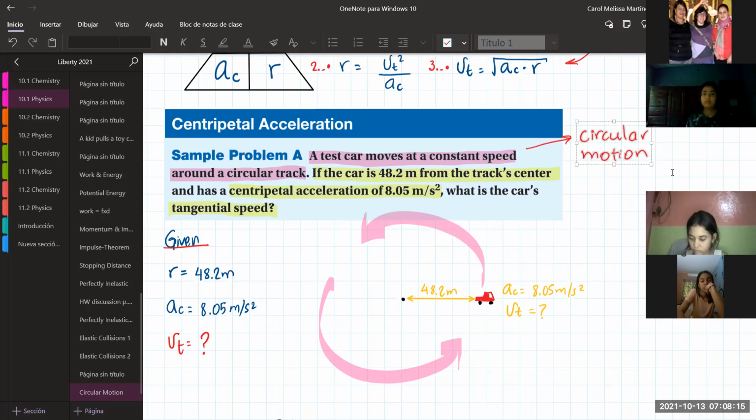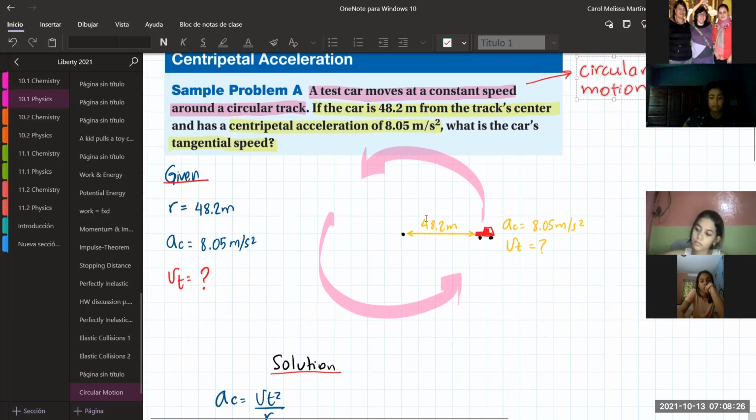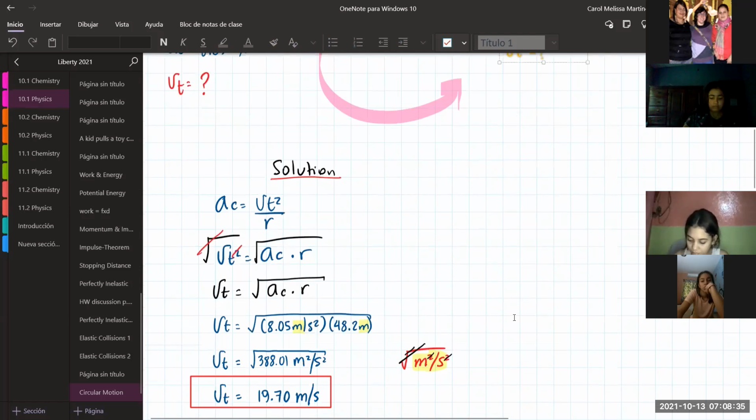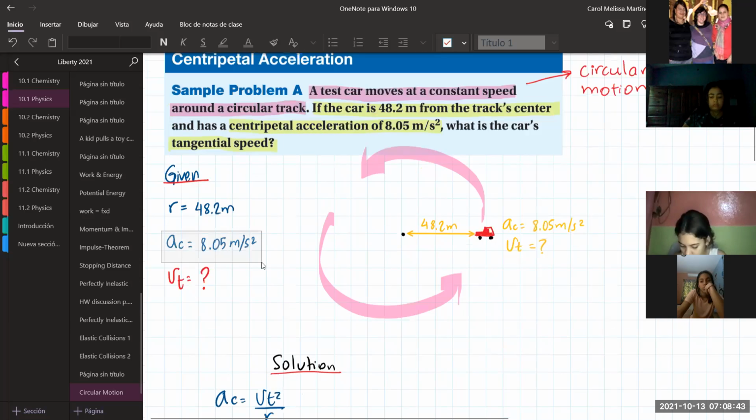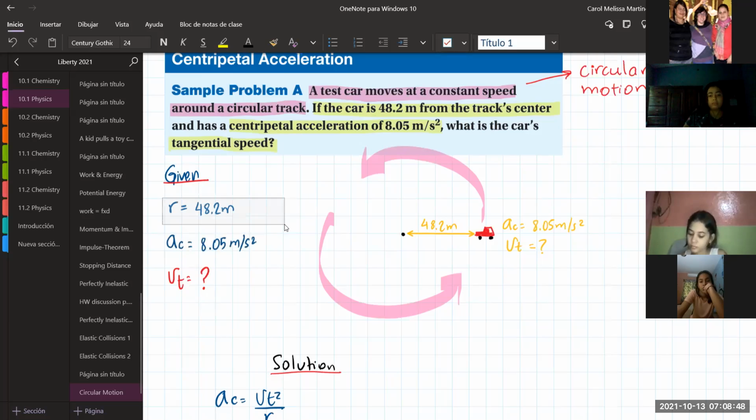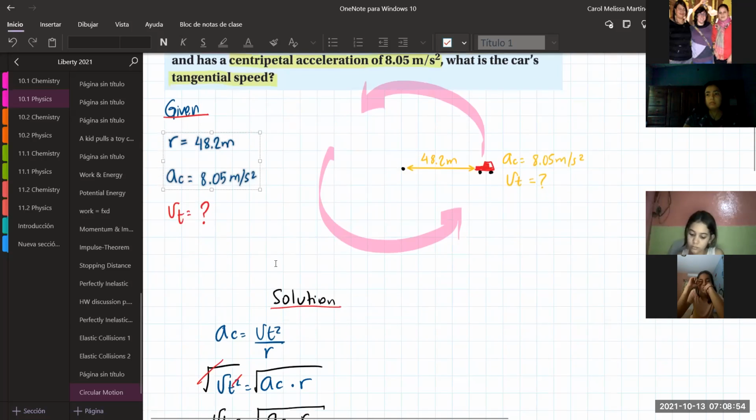So I can just write the givens, and also I can do the sketch. I have the car, I have the center of the path, and I know that it's moving around a circle, so I put these arrows to indicate circular motion, indicate the data, and then I just look for what the problem is asking me. It says, what is the car's tangential speed? They are giving me acceleration, and they're giving me distance from the track center, which is the radius, in other words. So they're giving me these values, okay?